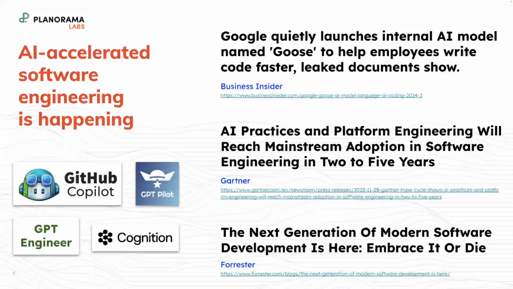Now, today, AI is primarily an assistant to the software engineer. It works when the engineer works. And when the engineer goes home, the assistant stops. But there are efforts to change this.